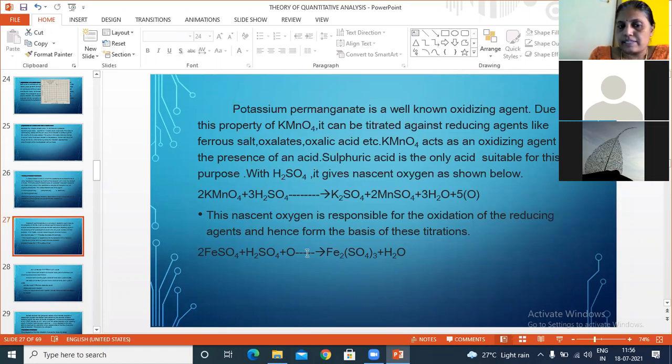So 2FeSO4 plus H2SO4 plus O gives Fe2(SO4)3 plus H2O. Ferrous sulfate is converted to ferric sulfate. The oxidation state increases in this reaction: Fe +2 becomes Fe +3. So an increase in oxidation state is oxidation, and a decrease in oxidation state is reduction. We observe this in the presence of potassium permanganate, an oxidizing agent. So wherever we use potassium permanganate, those are permanganometry titrations.